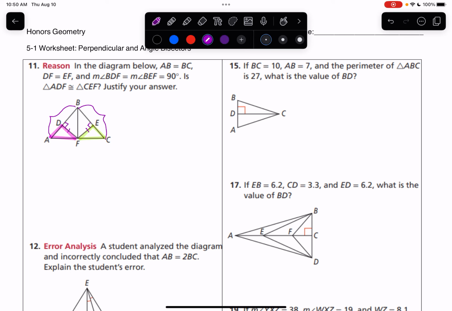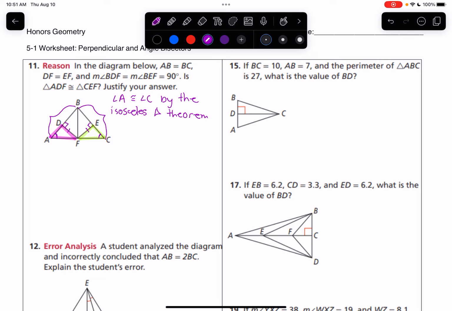Well, if we look at this entire triangle, I notice that it has two sides that are the same length. It's isosceles. So by the isosceles triangle theorem, these two angles have to be the same because those are the angles that are opposite of those congruent sides. So we can state that at the beginning. We can say angle A is congruent to angle C by the isosceles triangle theorem.